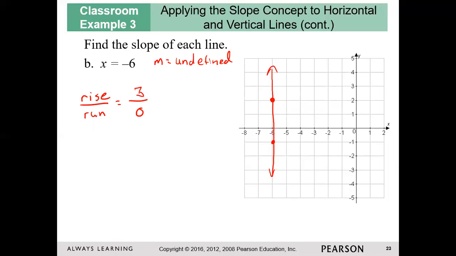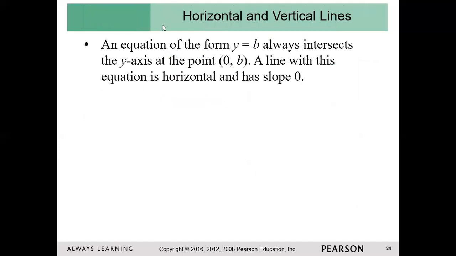And you learned a long time ago that if you have 0 in the denominator, this fraction is called undefined. You cannot divide by 0. So that is why the slope of this special case line, this vertical line, is undefined. Okay. The equation of the form y equals b always intersects the y-axis at the point (0, b).